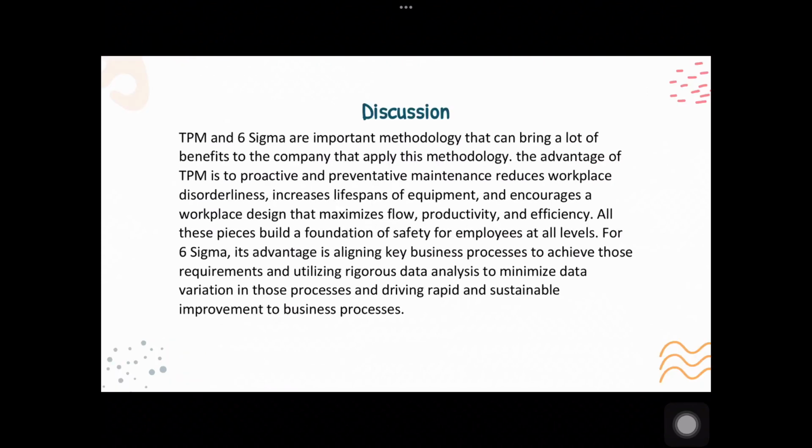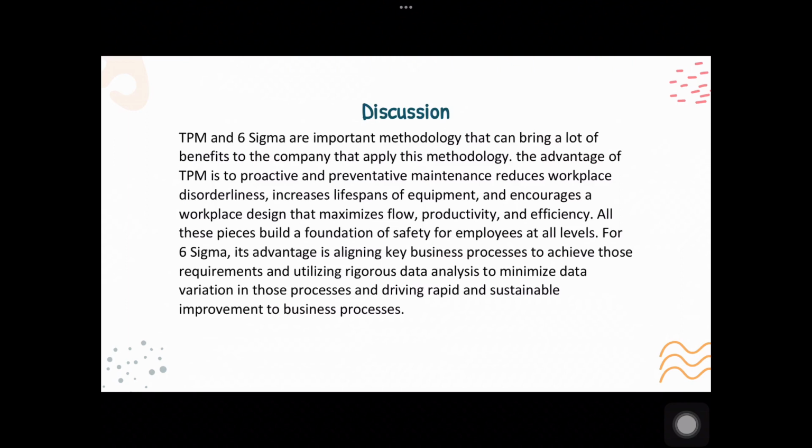Discussion. TPM and Six Sigma are important methodologies that can bring a lot of benefit to the company that applies them. The advantages of TPM are proactive and preventative maintenance, reduced workplace disorderliness, increased lifespan of equipment, and encouraging workplace design that maximizes flow, productivity, and efficiency. All these pieces build a foundation of safety for employees at all levels.